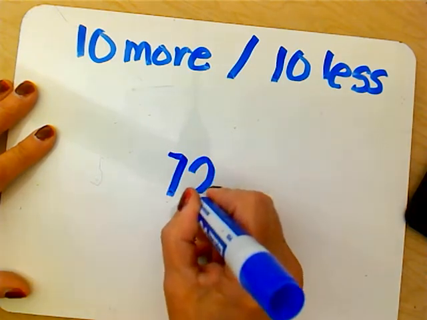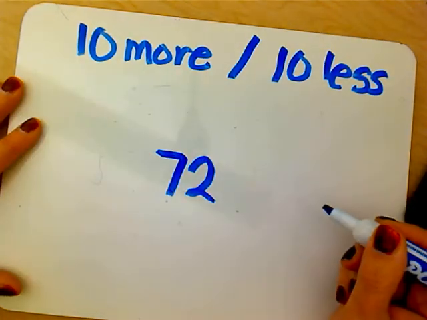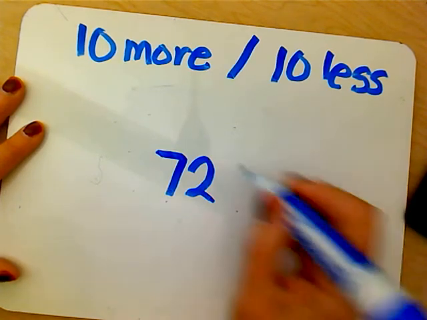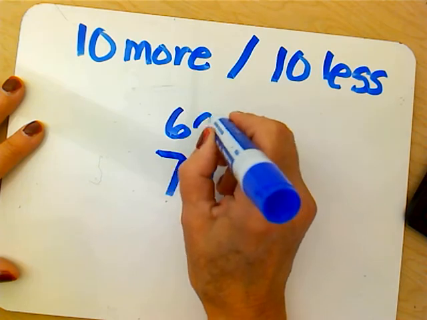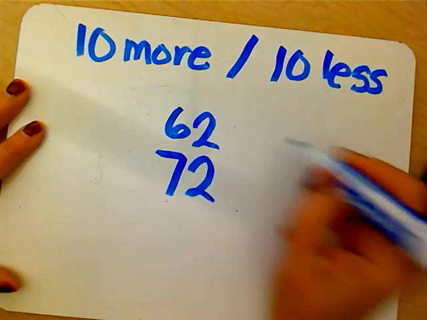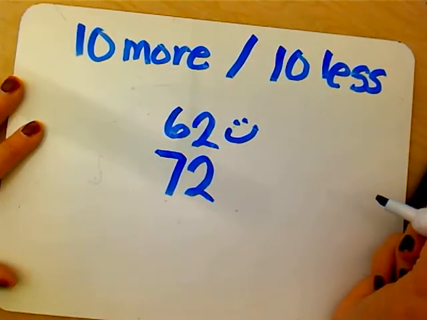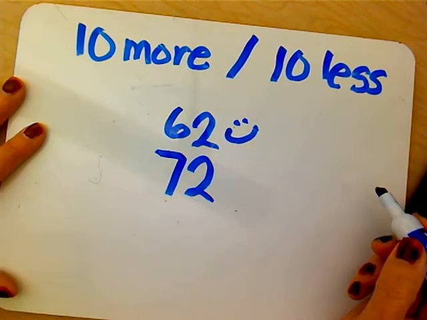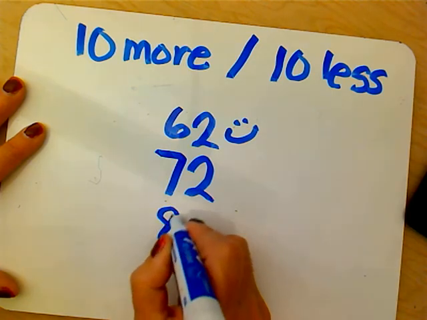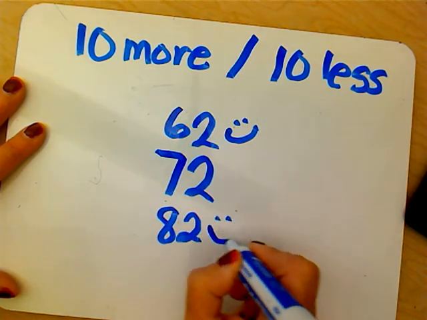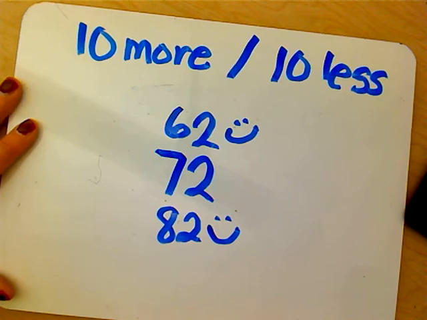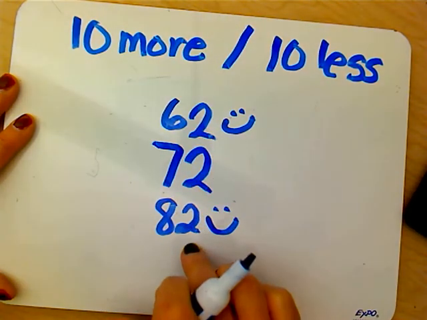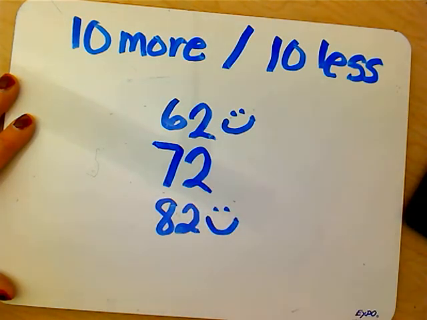So what if I had 72 and I wanted you to tell me 10 less than 72. Did you say 62? If you did, congratulations. What if I said I wanted to do 10 more than 72? Did you say 82? If you did, congratulations. 62 is 10 less than 72, and 82 is 10 more than 72.